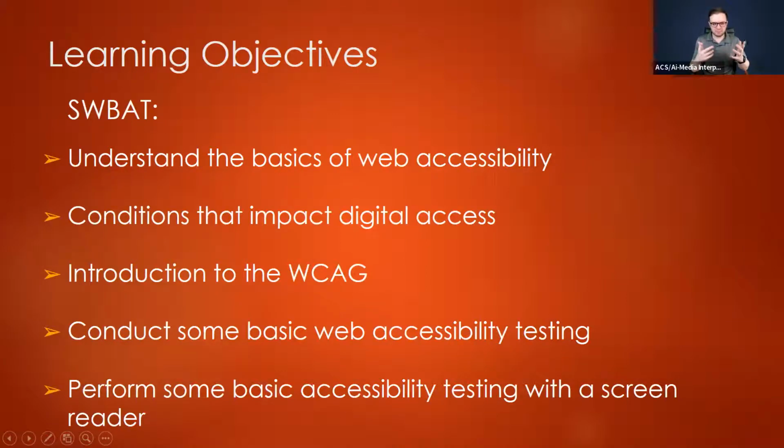So just to start off with learning objectives. By the end of the session, you're going to have an understanding of the basics of web accessibility, some of the conditions that can impact digital access. We're going to introduce you to web content accessibility guidelines, conduct some basic accessibility testing, and also we're going to have Matt, who is an expert screen reader user and a native screen reader user, perform some basic accessibility testing and give you a look at how the screen reader user accesses digital content.